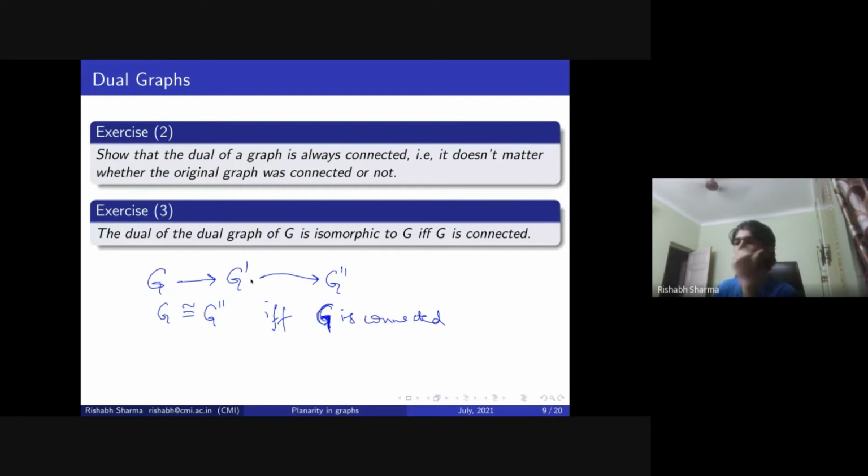Okay, so does somebody have an idea? Maybe first you can try to show that if the graph G was disconnected, then G and G dash, G double dash are not the same.